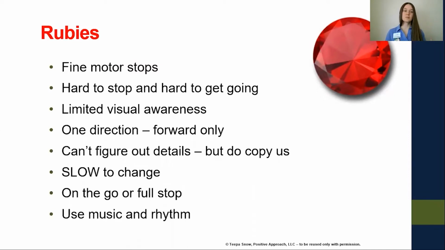Fine motor stops for Ruby. It's hard to go from being on the move to stopping. It's hard to go from stopping to getting going again. There's that limited visual awareness that comes from monocular vision. They're really only able to go forward, not able to figure out details, but can copy, very slow to change and shift. Sometimes on the go, or sometimes full stop. Music and rhythm are things that we can use and pull in.